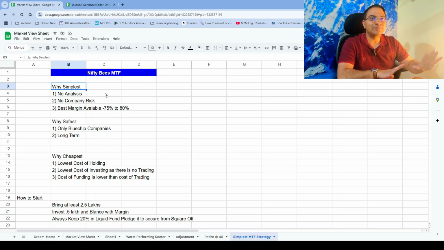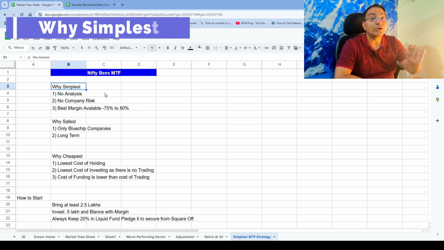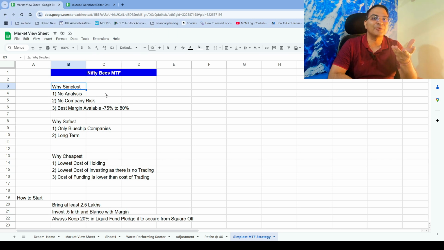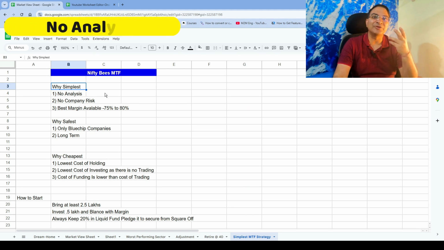Now, let me explain why I'm calling it simplest, why it is safest, why it is cheapest, and then I will tell you how to start, how to book profit, and how to do adjustments. So let's begin with the very first part. Why do I call it the simplest? Because it doesn't require any analysis. Everybody knows about Nifty 50, the best 50 stocks of the Indian equity market. You can simply buy it from anywhere and you will get the same thing. And the good thing is you don't have to do analysis like with any other portfolio.